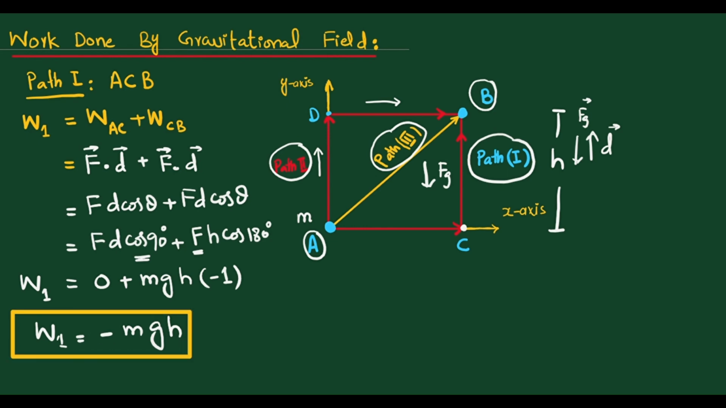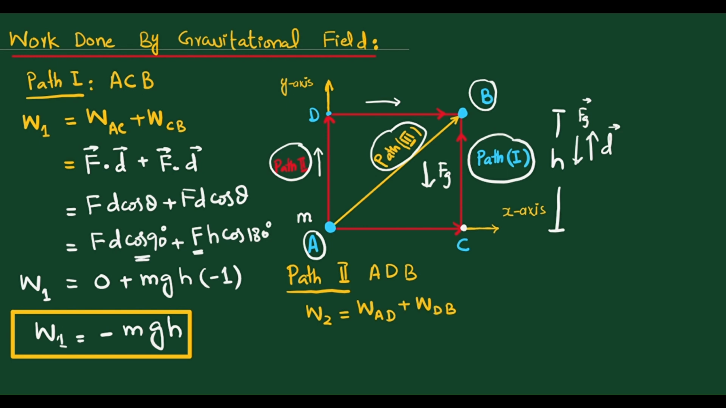Now consider path 2. Path 2 means A to D and then D to B. Here the work done W2 will be equal to the work done from A to D plus the work done from D to B.